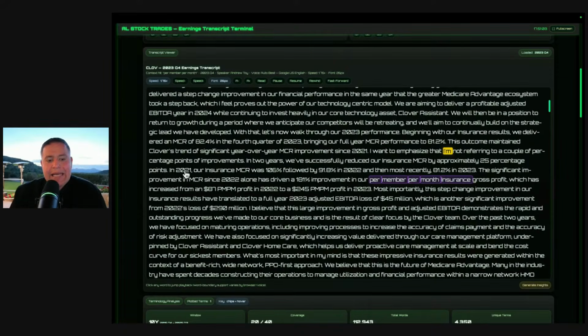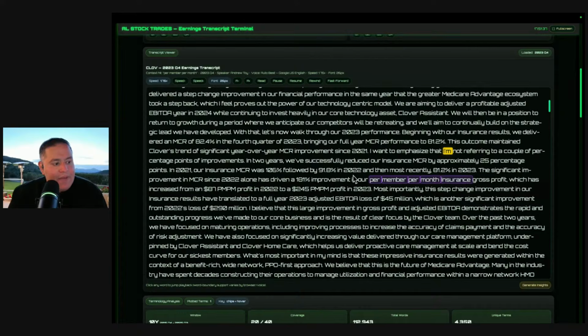He says that in 2021, our insurance MCR was 106, followed by 91.8% in 2022, right? So that's literally within a year. That's like a huge drop. 106 minus 91.8 is like insane. That's a 14.2% drop. And then I lost my place. Where was it here?